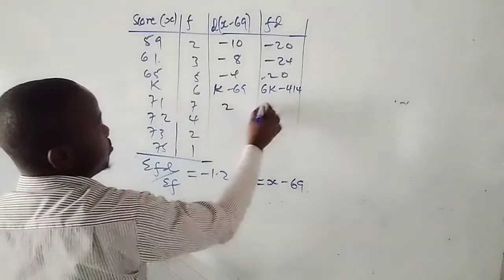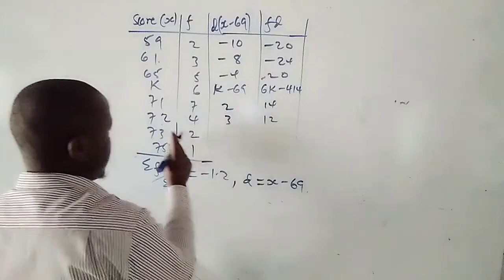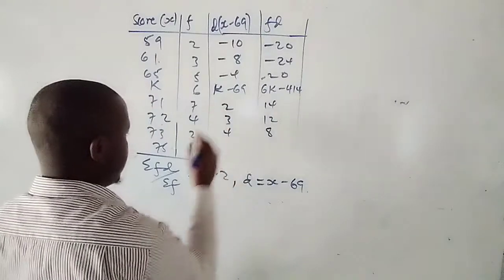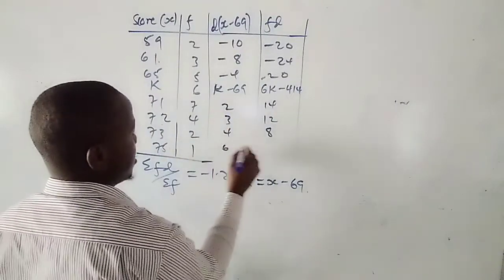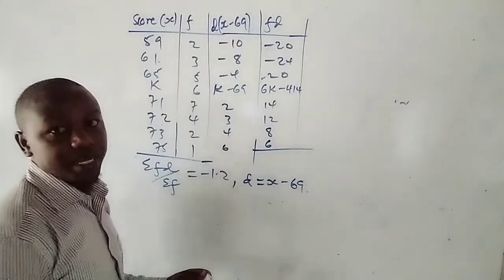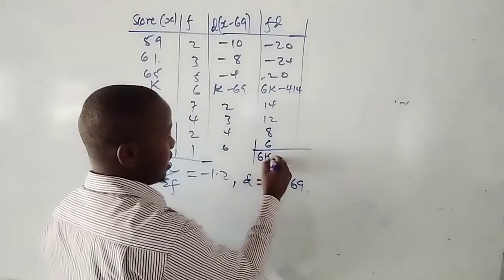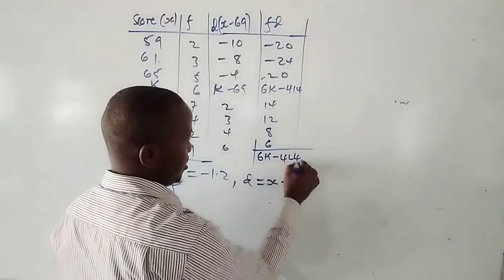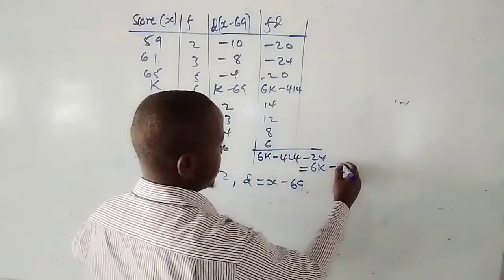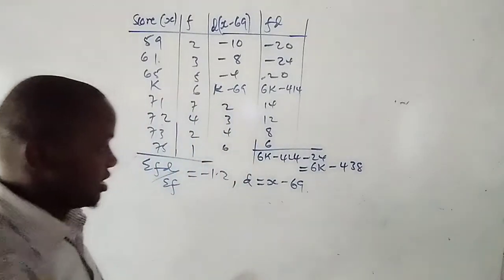71 minus 69 we get 2, by 7, 14. 72 minus 69 we get 3, by 4, 12. 73 minus 69 we get 4, so 8. 75 minus 69 we get 6, by 1, 6. To get the sum of FD, we can add FD, so we'll get 6K minus 414 minus 24, and this will simplify to 6K minus 438.